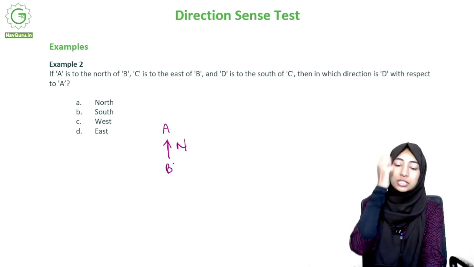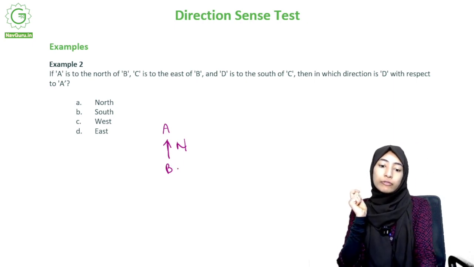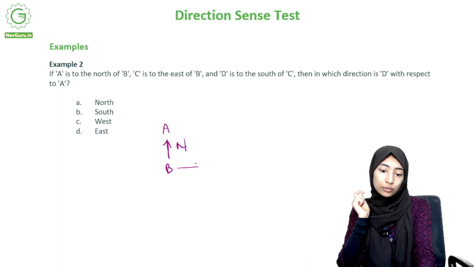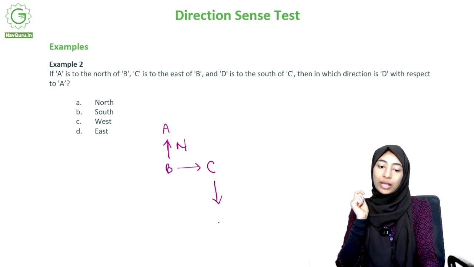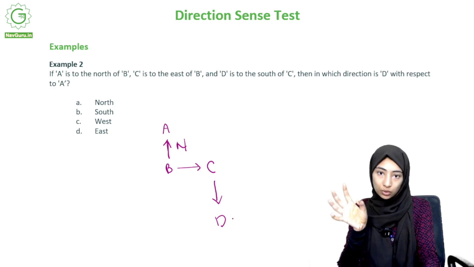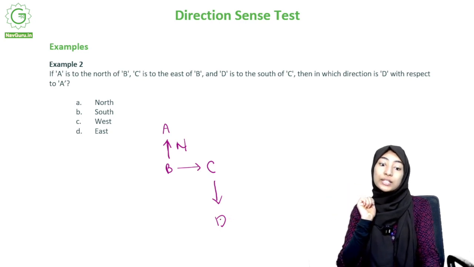Okay, C is to the east of B. Basically, if you draw a line from B to the east, you will see C there. D is to the south of C. Draw a line from C to the south and you will see D there. This is what we mean. Okay. Then in which direction is D with respect to A?